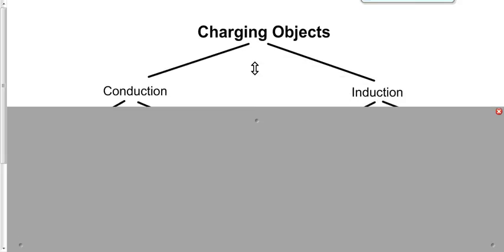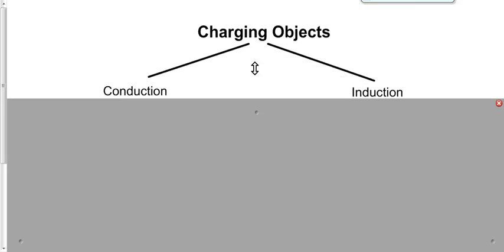We've been talking for the last few days about objects that are charged, positively charged or negatively charged. We know that positively charged objects are objects that have more protons than electrons, and negatively charged objects have more electrons than protons. But how do they get that way? We talked a little bit yesterday about how they get that way. We said there's basically two ways of charging objects. One is called conduction, and one is called induction.